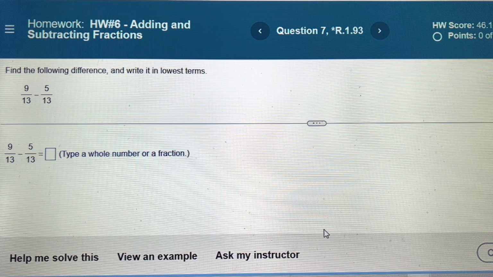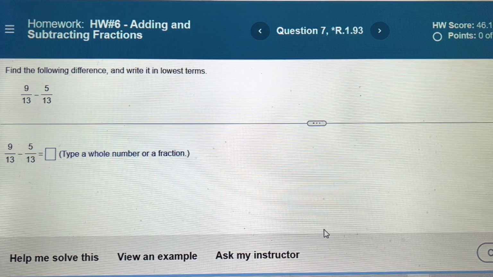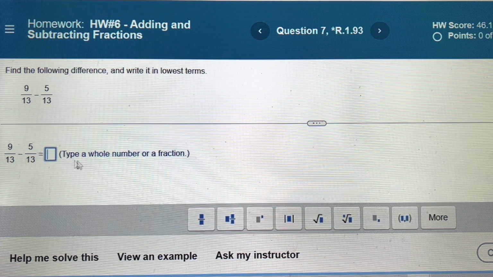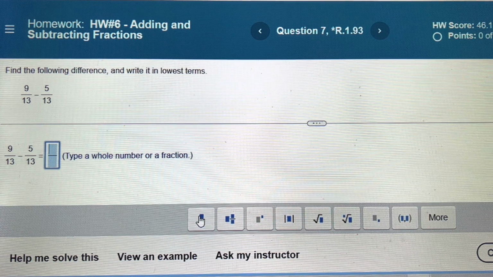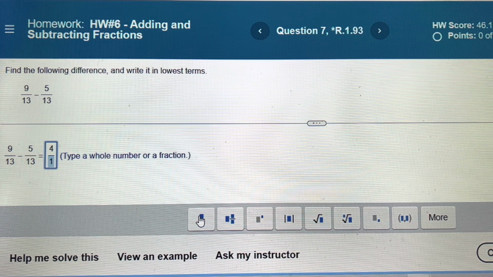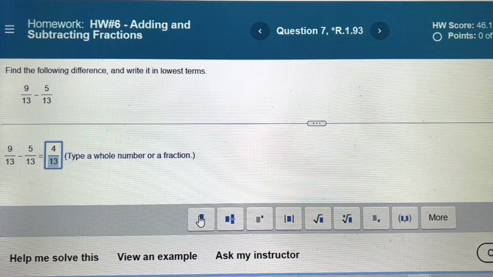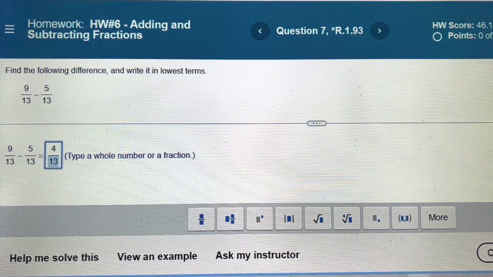Okay, subtraction, same rules, it's just you're subtracting the tops. So if you already have a common denominator, you're good to go. Do the top. 9 minus 5 is 4. The bottom just stays 13. You don't do 13 minus 13. The bottom is not 0.